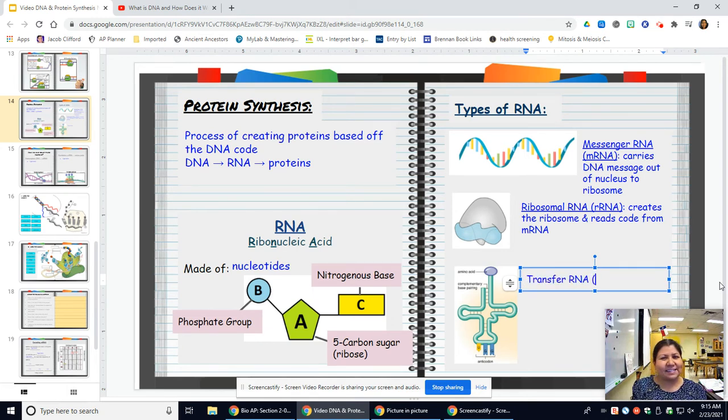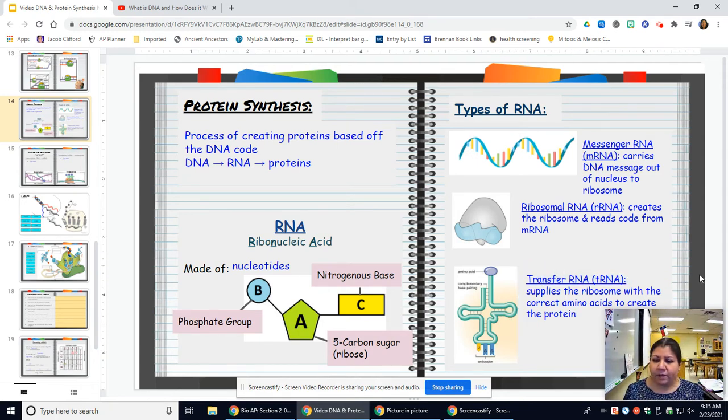Okay, we abbreviate that tRNA. tRNA supplies the ribosome with the correct amino acids to create the protein. That's what tRNA does. You can see right here, this one's pretty easy to remember because it does kind of look like a T.